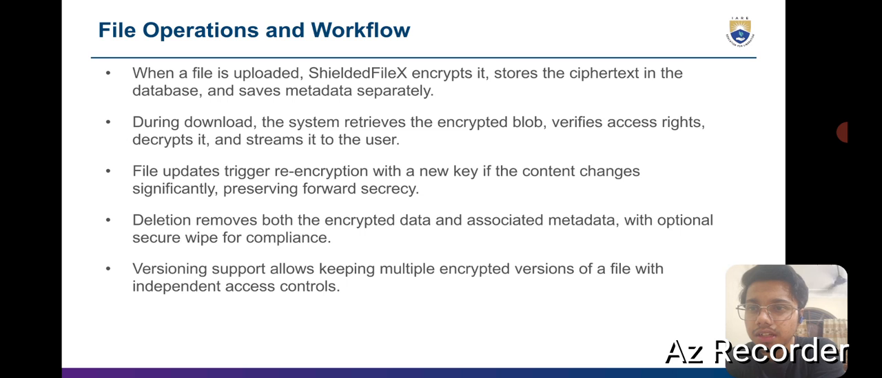File updates trigger re-encryption with a new key if the content changes, preserving forward secrecy. Deletion removes both the encrypted data and associated metadata, with optional secure wipe for compliance. Versioning support allows keeping multiple encrypted versions of a file with independent access control.